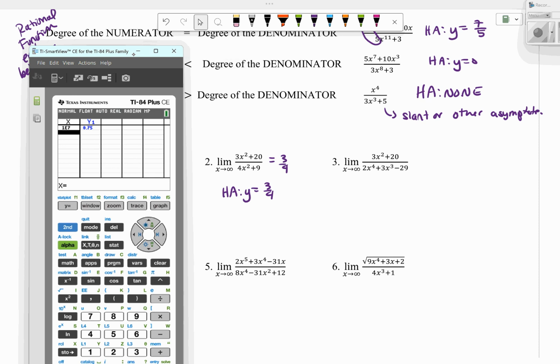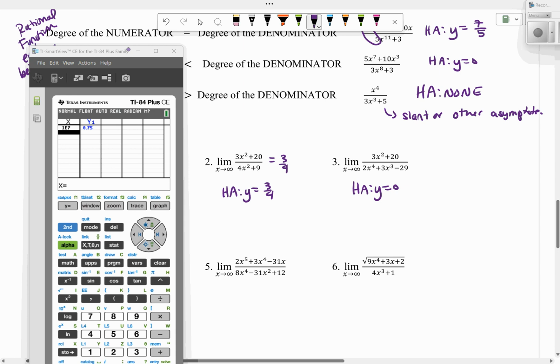So over here we have degree 2 over degree 4. So that means this horizontal asymptote would be y equals 0 since the numerator degree is less than the denominator degree. And again, you could confirm this by plugging this into your y equals and looking at very large values of x and seeing that it's going to 0.